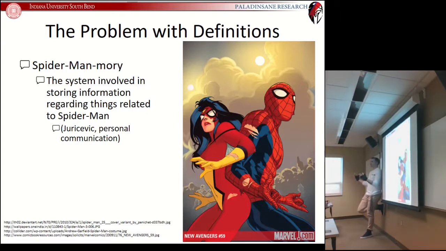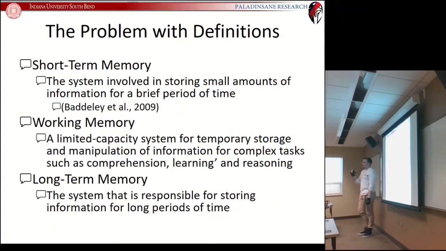And I wouldn't propose this seriously as different processes in memory. But notice that basically I've taken a process and defined it in terms of what it stores, right? So I've said, all right, there's Spider-Man memory because we remember things regarding Spider-Man. So I'm going to say that this is a system involved in storing information that is related to Spider-Man. And yet this is somehow unsatisfying. And you'll notice, if you take a closer look at these definitions, that they basically do exactly the same thing.